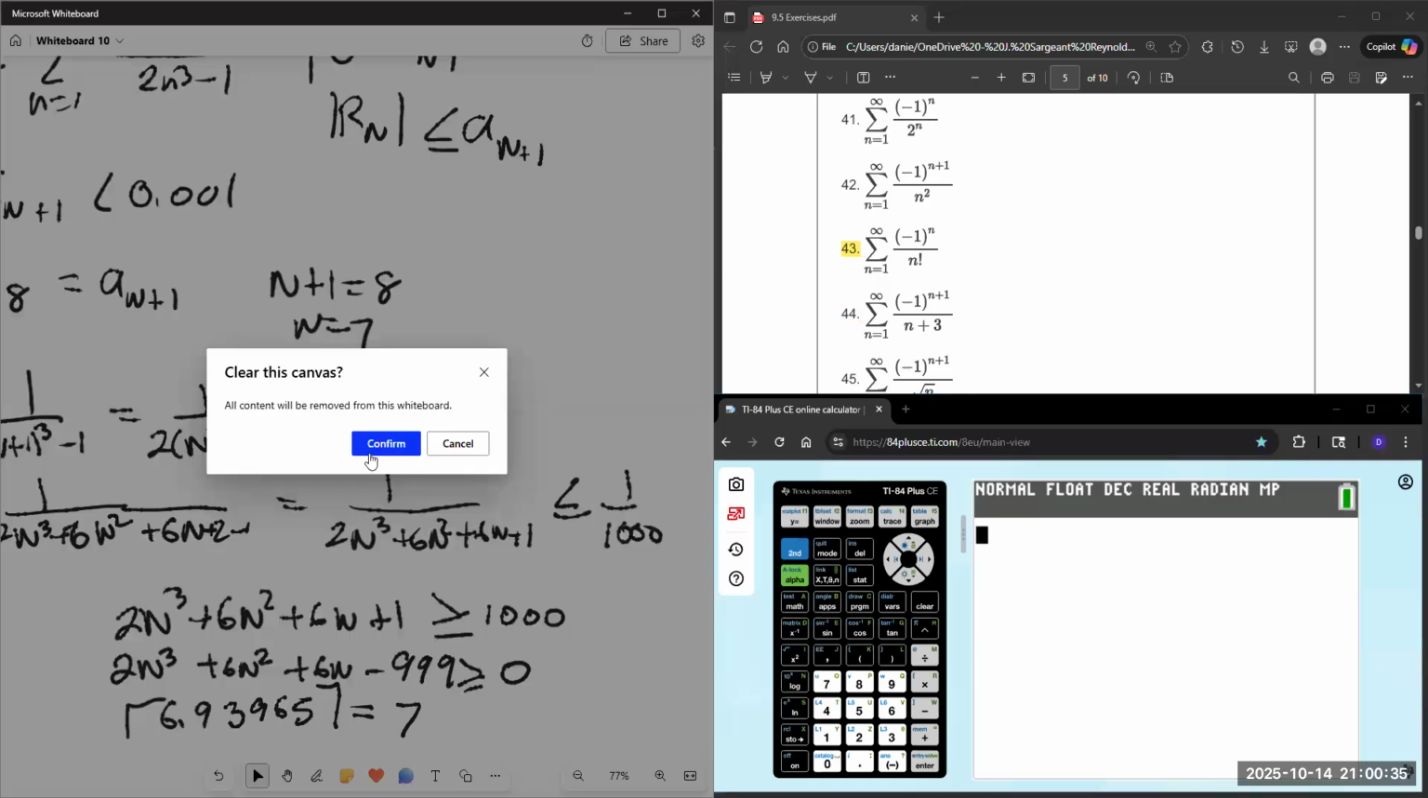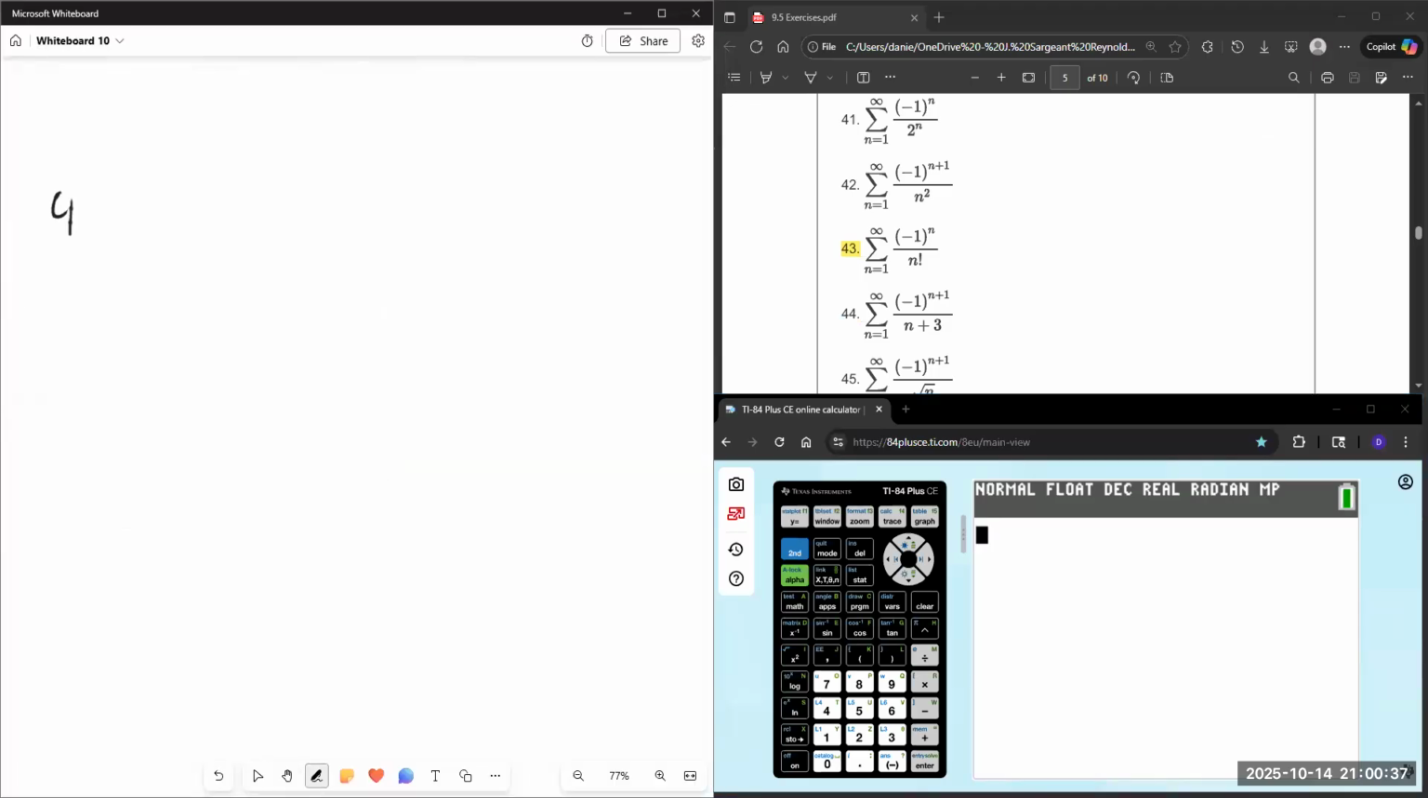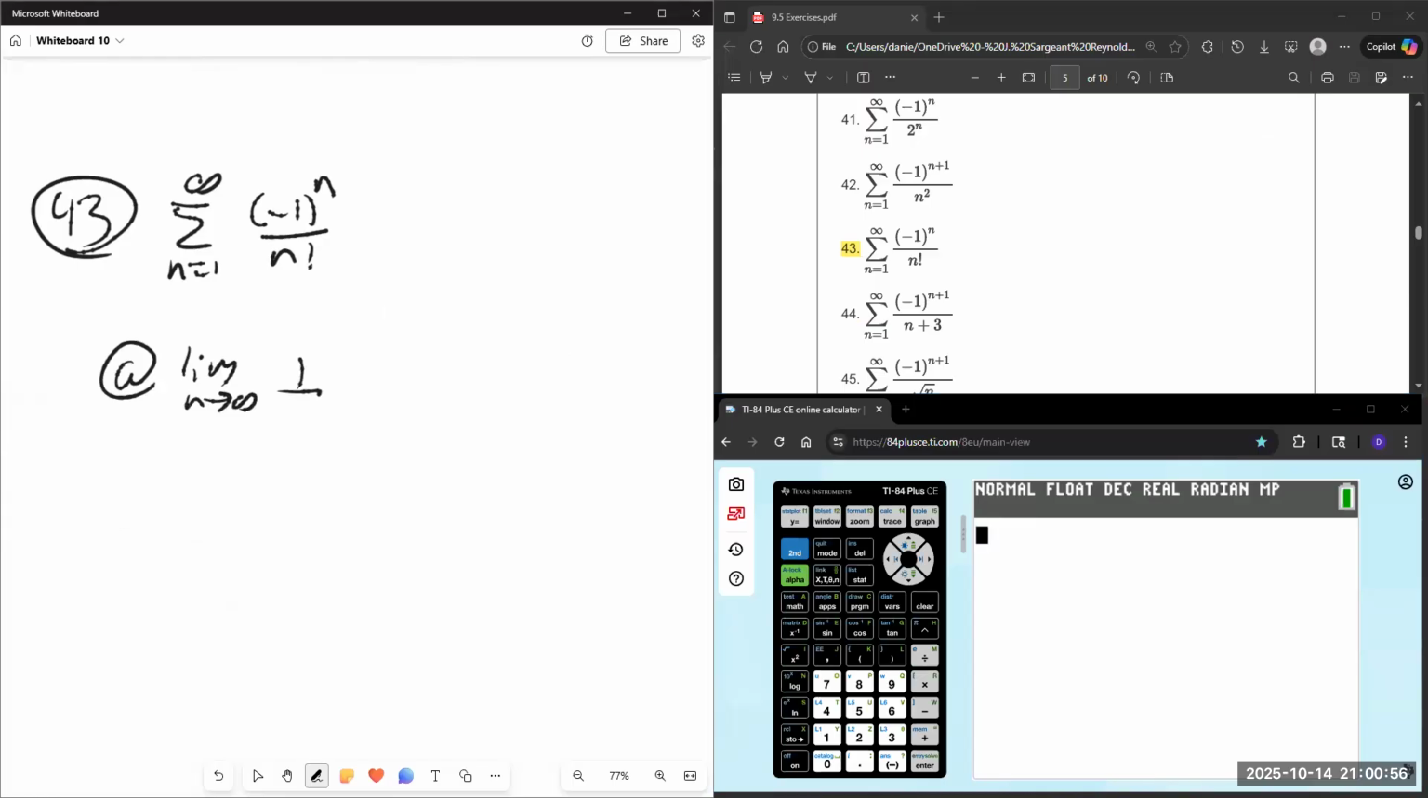We're going to do number 43 here. Summation from n equals 1 to infinity of negative 1 to the n over n factorial. And let's look at the limit as n goes to infinity. 1 over n factorial is equal to 0. This is going off to infinity, so that's great. How about, is 1 over (n plus 1) factorial less than 1 over n factorial?